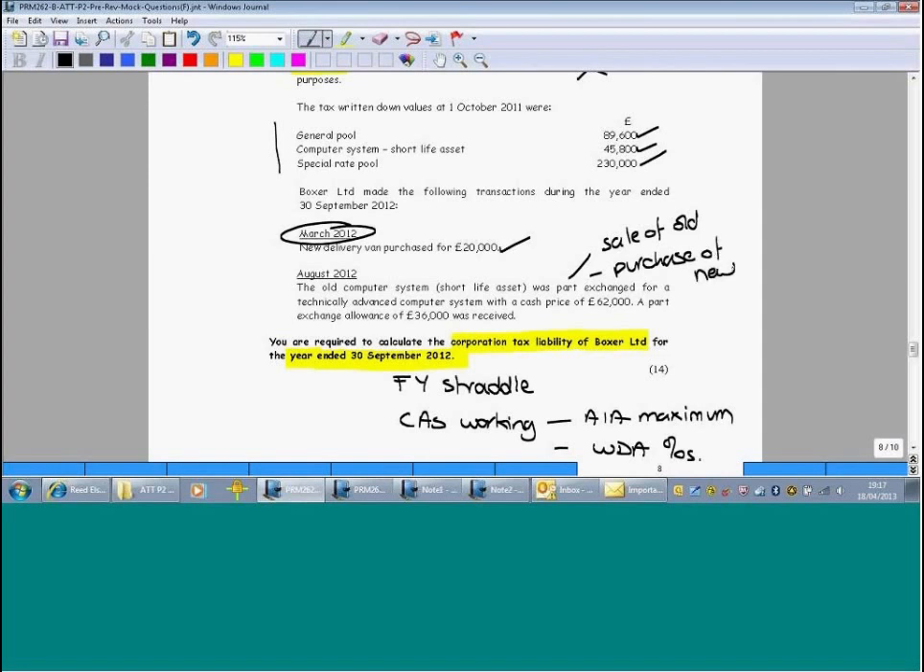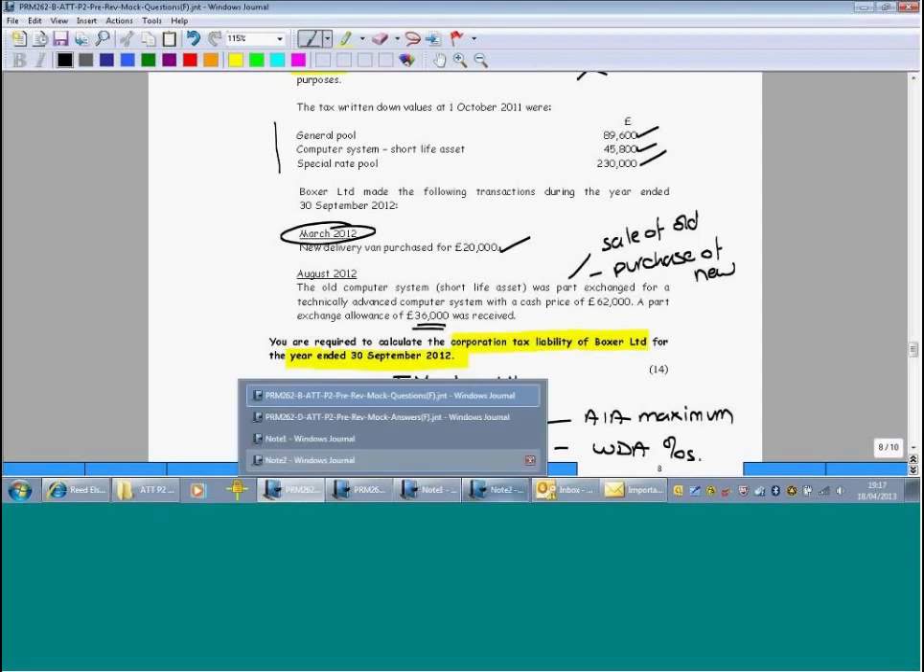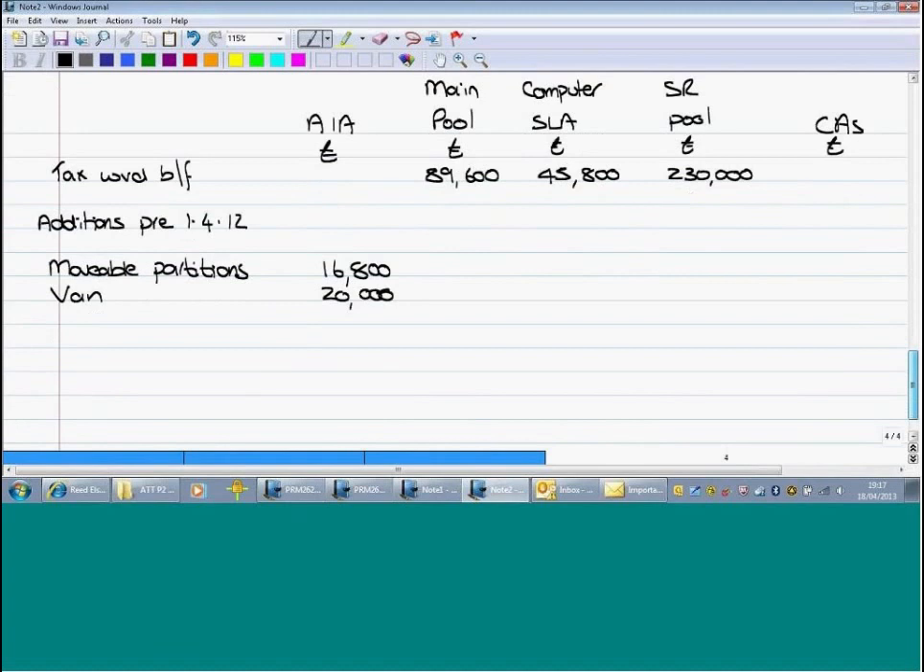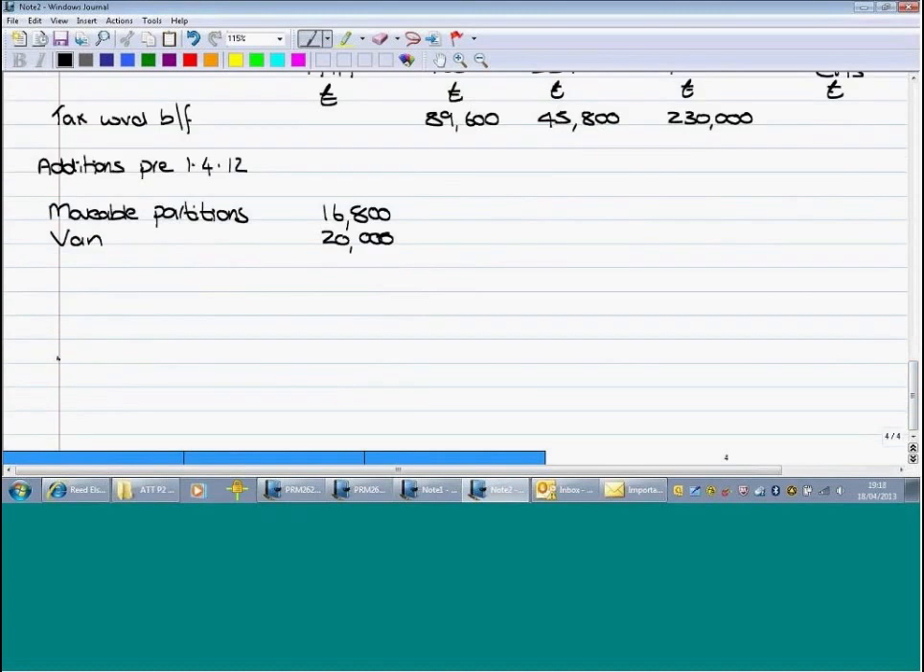For the sale of the old, the sale proceeds received is the part exchange allowance of £36,000. So put that into our capital allowances working. A bit further down, I'll deal with my disposals. And for my disposal, remember we always deduct the lower of cost and sale proceeds received. Here, sale proceeds received clearly will be the lower figure because £36,000 is lower than the tax written down value brought forward in that computer short life asset column.